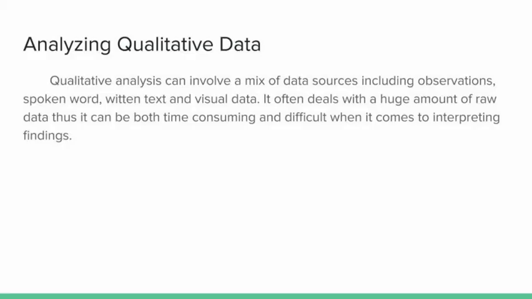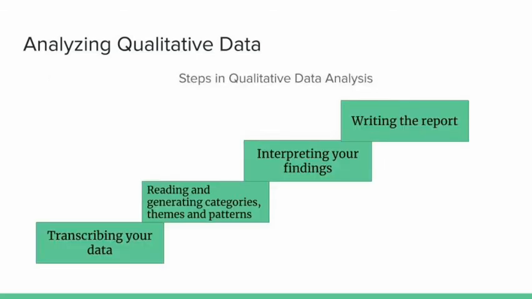In qualitative data analysis, the data can involve a mix of sources including observation, spoken word, written text, and visual data. It often deals with a huge amount of raw data, thus it can be both time-consuming and difficult when it comes to interpreting findings. So these are the steps in qualitative data analysis. The first one is transcribing your data, then reading and generating categories, themes, and patterns, interpreting your findings, and last is writing the report.